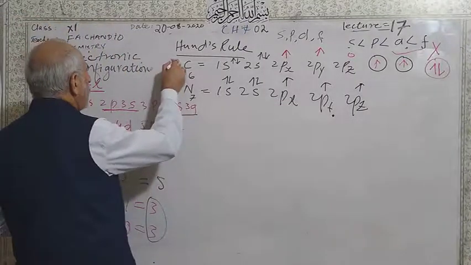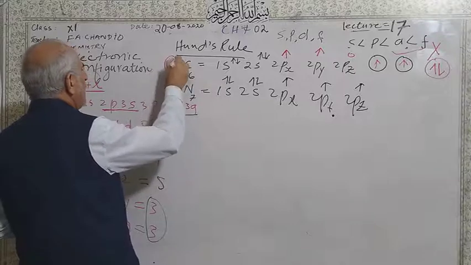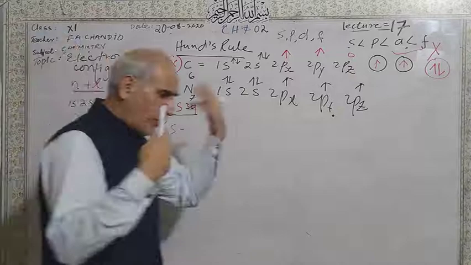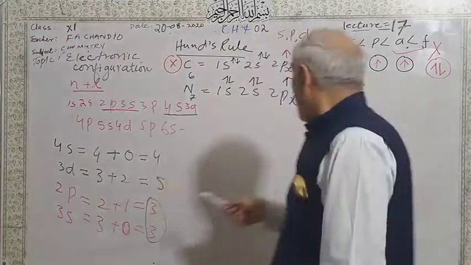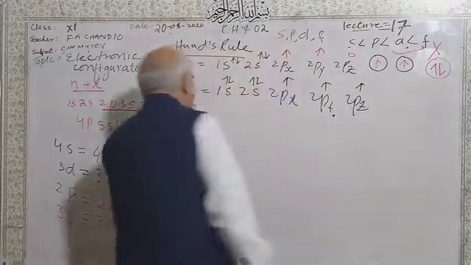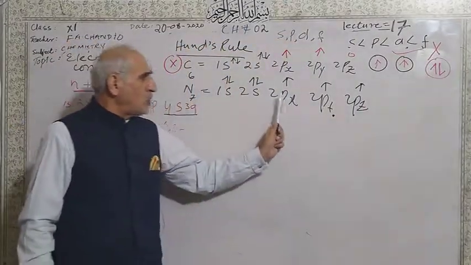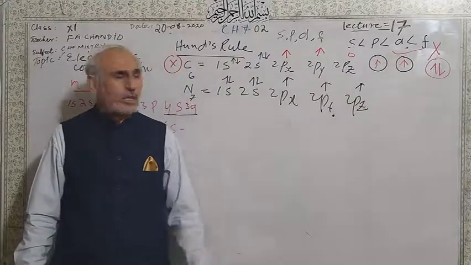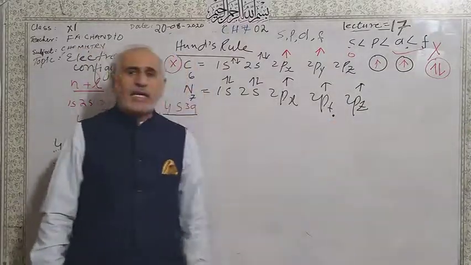Leave this. I am not talking about this one. This will not follow, students. I will explain this later. Start from nitrogen. This rule predicts the valence number. So there are 3 unpaired electrons.